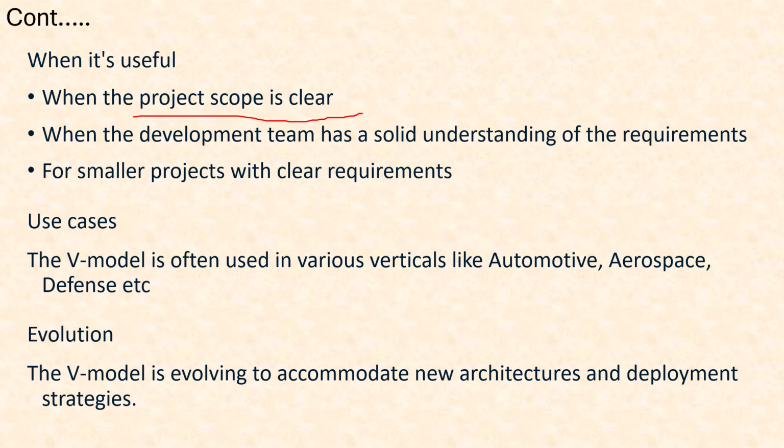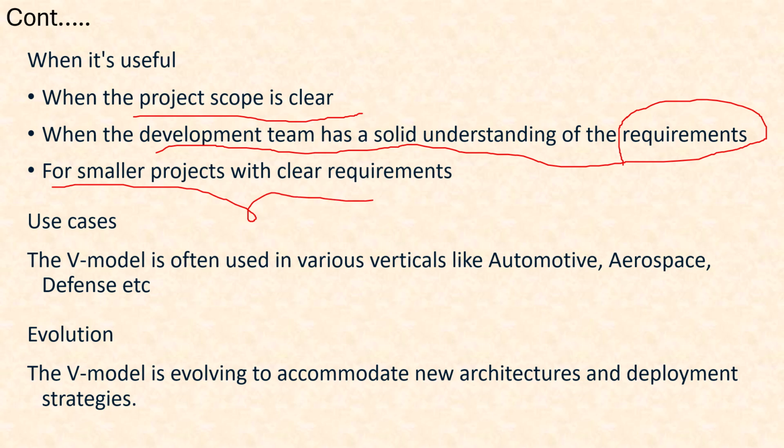The development team must have a solid understanding of the requirements. Once the project scope is finalized, automatically requirements will become very clear, but there is always a gap and there is always some sense of ambiguity. That ambiguity should be clearly uprooted or eliminated. The development team should have solid understanding. This is very important. They must have clear cut 100% clarity about the requirements, and it suits smaller projects with clear requirements. This is also one of the salient features: smaller projects with clear requirements.